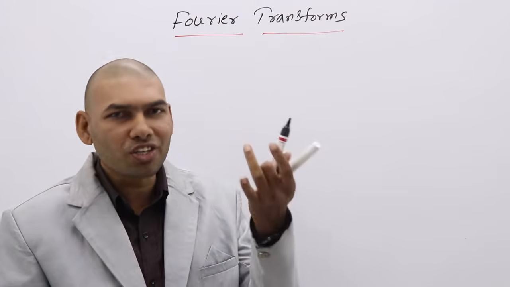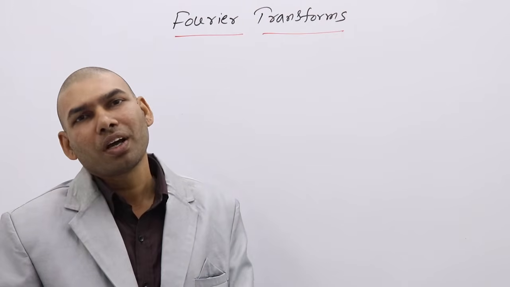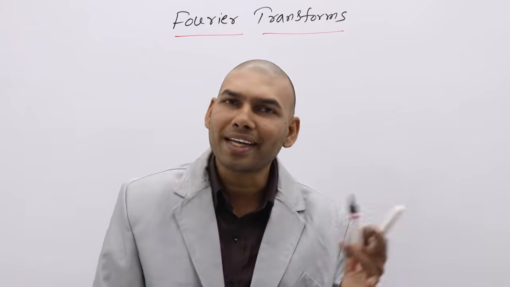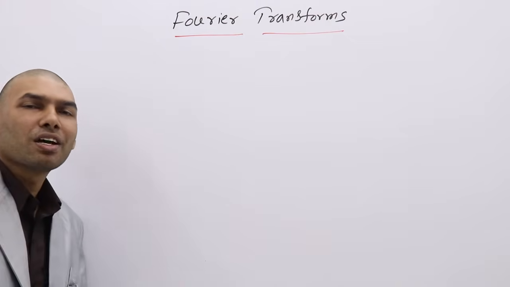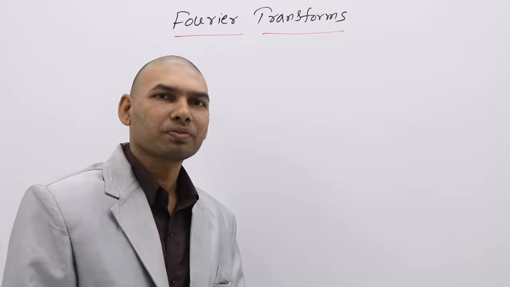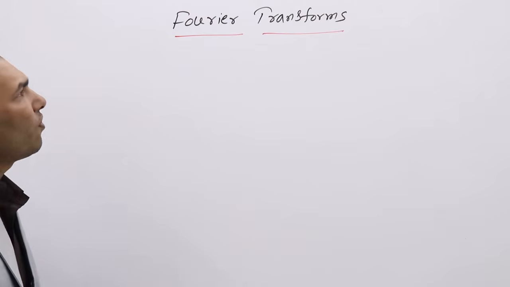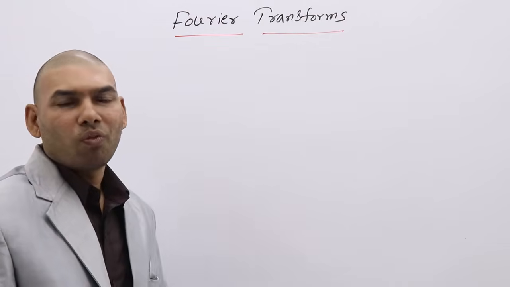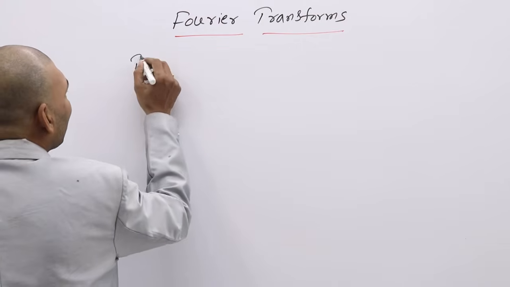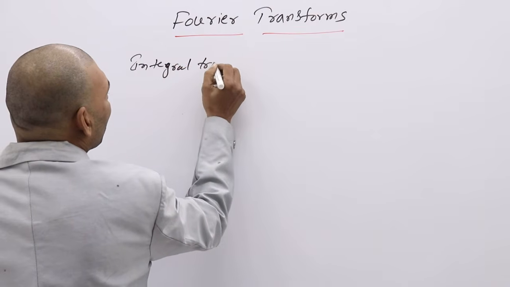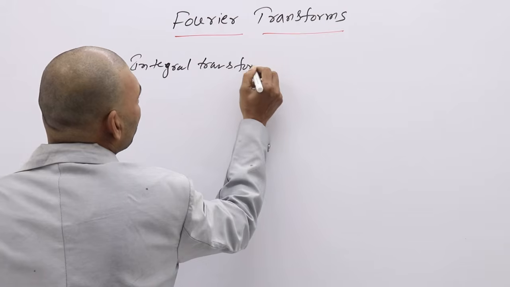A function which is not periodic and the interval is minus infinity to infinity, that can be expressed as a Fourier integral. So from that Fourier integral we can find the Fourier transform. What is actually an integral transform? From this only we are going to discuss Laplace transform, Fourier transform, Z transform.